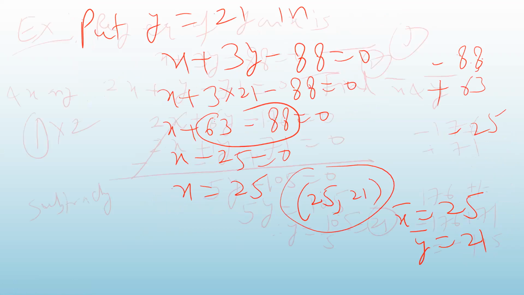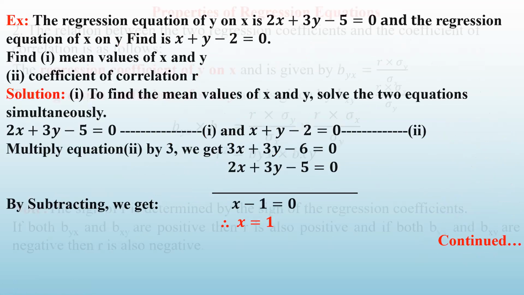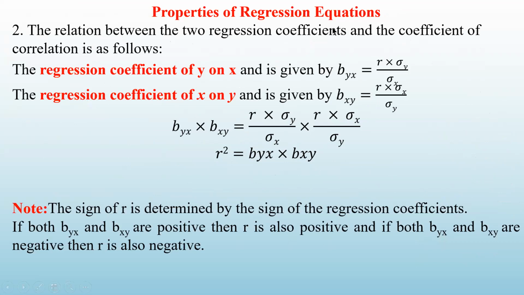Look at here, the second property, properties of regression equation. It gives you the relation between the two regression coefficients and the coefficient of correlation. The same thing which I had explained just now, I have written here. The regression coefficient of y on x is Byx equal to R into sigma y upon sigma x. And the regression coefficient of x on y is Bxy equal to R into sigma x upon sigma y.